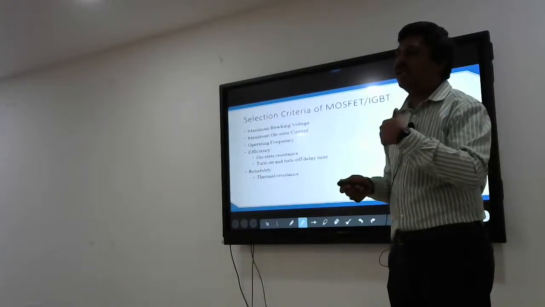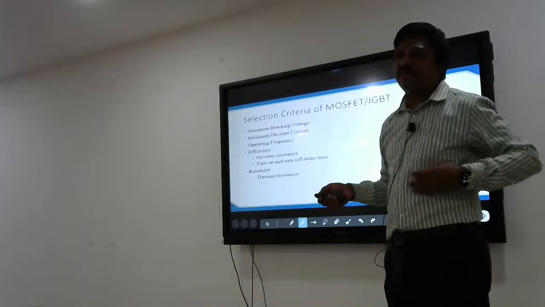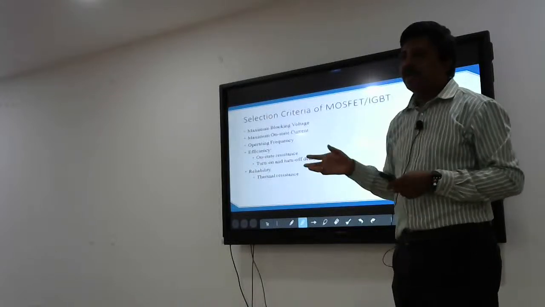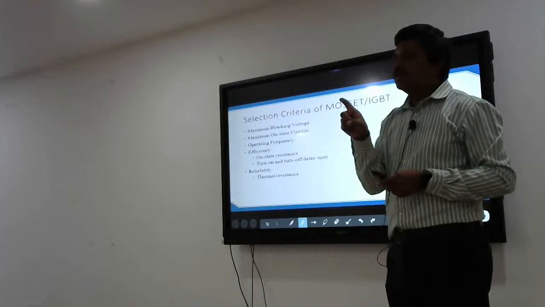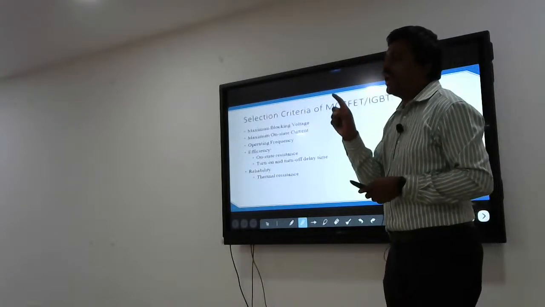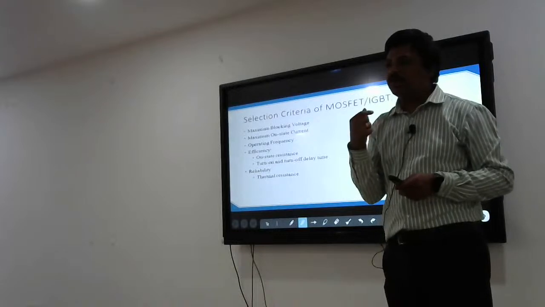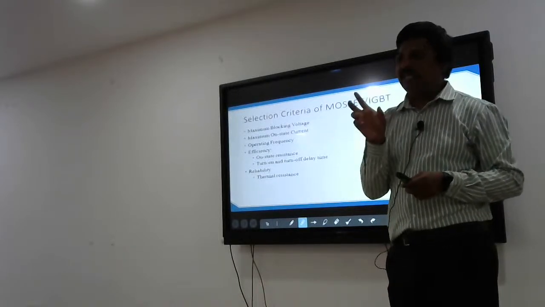If you look at the data sheet, there are some parameters which are very important. One is maximum operating voltage. If the switch is off, it has to withstand some voltage. So what is the maximum operating voltage? What is the maximum drain to source voltage? We call it the drain to source voltage when it is a MOSFET, otherwise collector to emitter voltage if it is an IGBT.